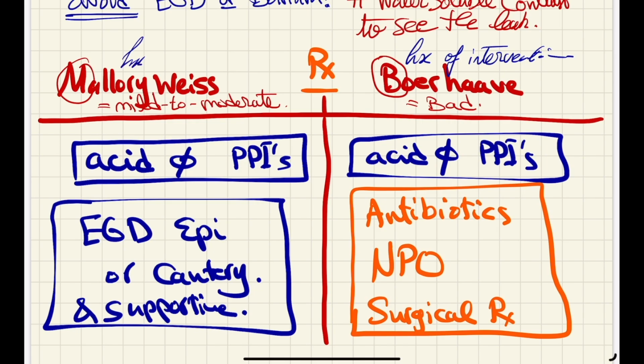We'll discuss gastrointestinal bleeding in the next video. We will go over esophageal varices, how to differentiate them from other causes, and what the treatment is.